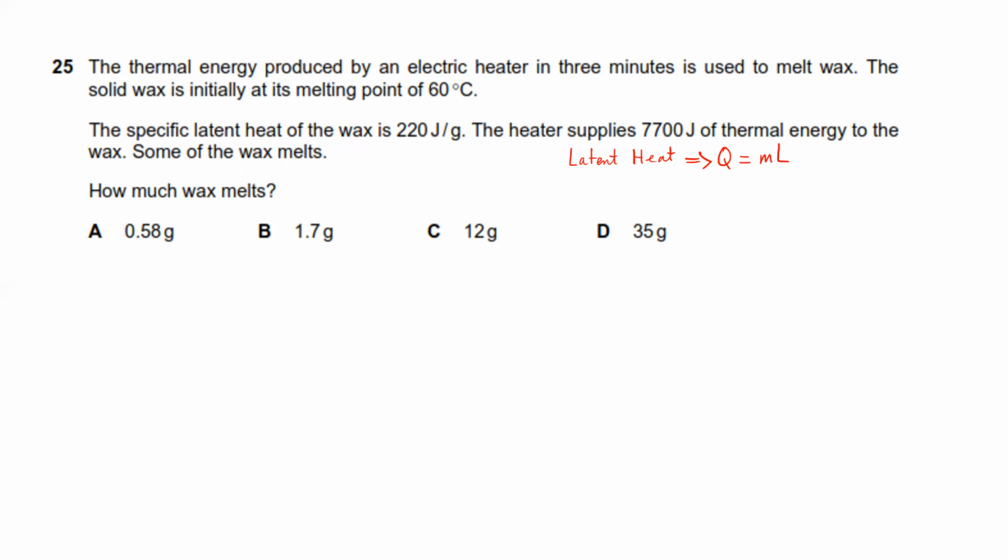It is not the case where the energy is used to raise the temperature of the material. So it is a constant temperature process. The energy is given to us, that is 7700 joules. The mass of wax is what we have to calculate, and the latent heat is given to us as 220. So mass comes out to be 7700 divided by 220. This cancels out, so m equals 35 grams. So answer D is the best choice we have.